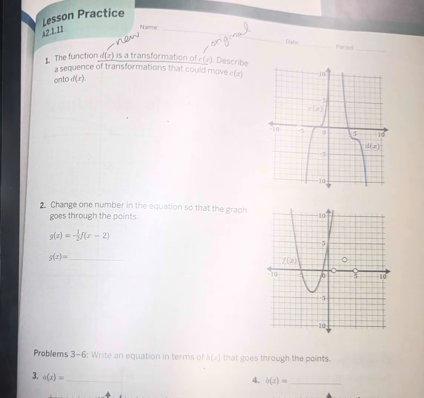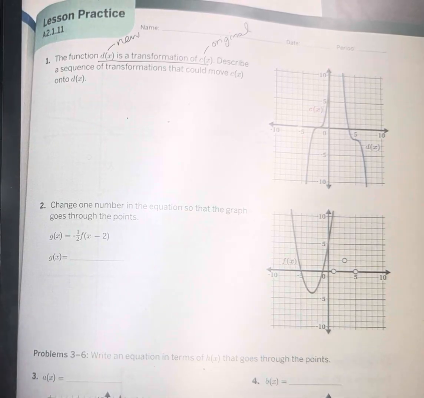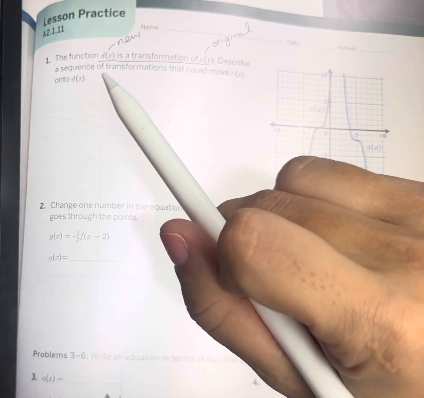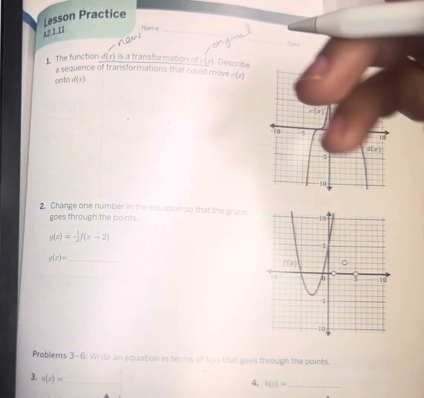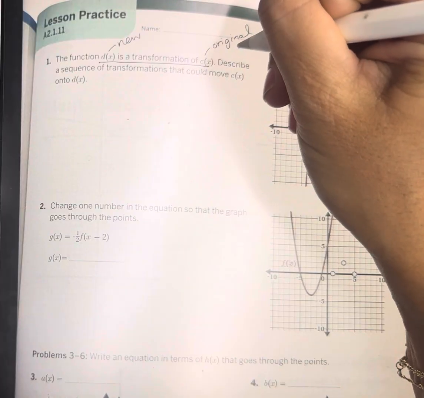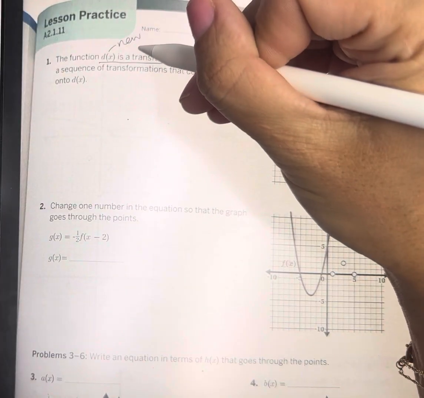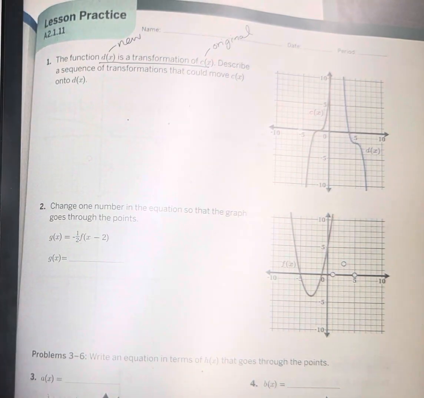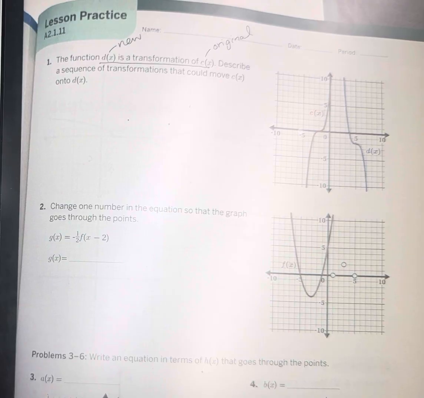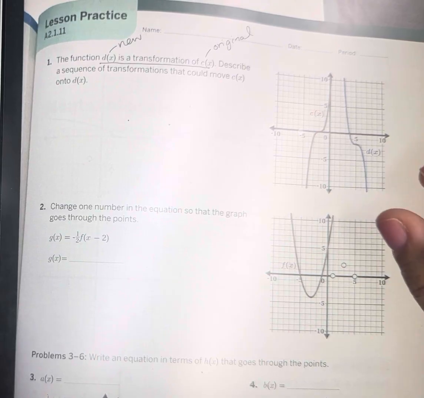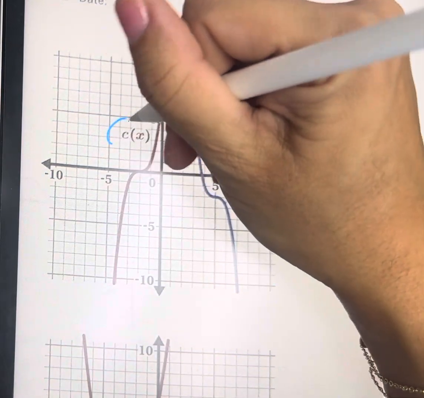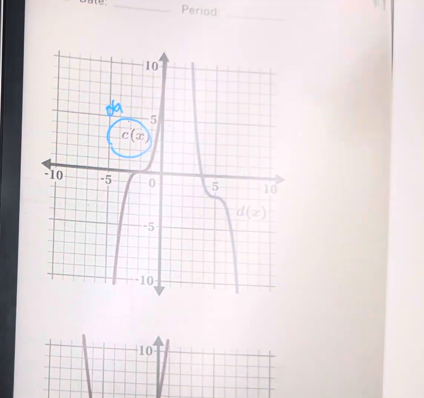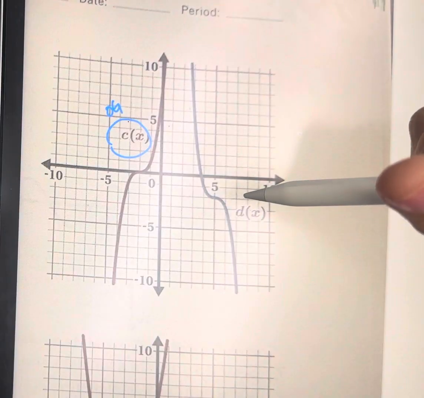All right, guys, let's jump into the 111 homework. Number 1, the function d of x is a transformation of c of x. That sentence tells me that c of x is the original and d of x is the new one. And then they want me to describe a sequence of transformations that can move c of x onto d of x. So here we go. Here's the original. And how did this end up here?